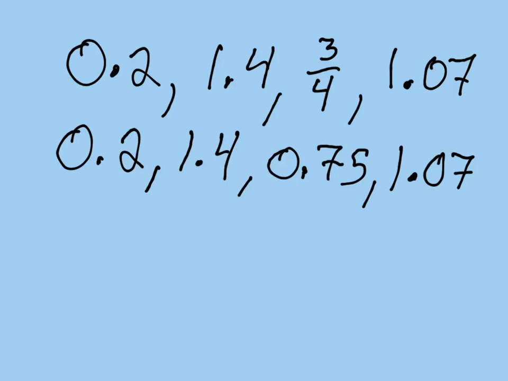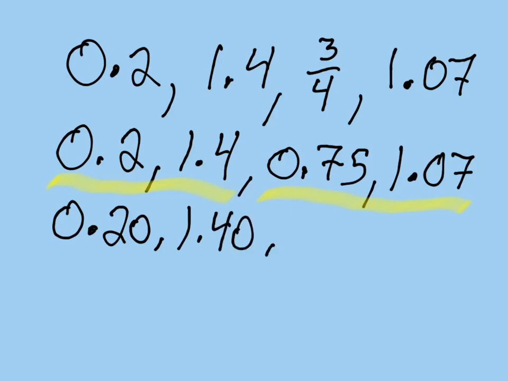And then we usually want them to have all the same number of decimal places. Do you see how the first two have only one decimal place, but the last two have two decimal places? Usually we write those as the same number of decimal places. So I'm going to rewrite that as 0.20, 1.40, 0.75, and 1.07. So now they all have the same number of decimal places.